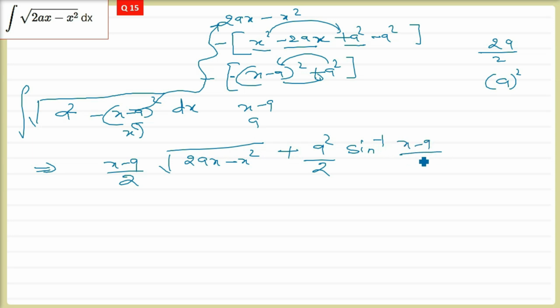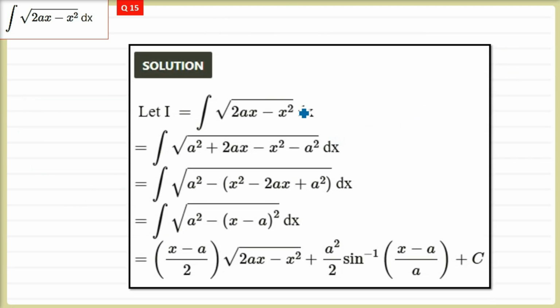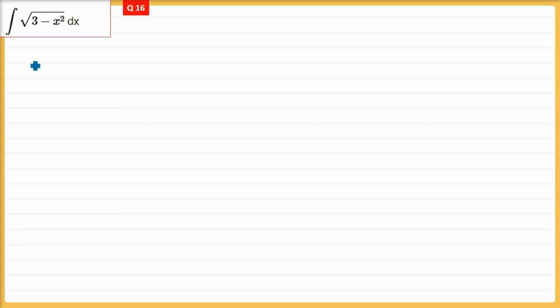So x minus a is a only, plus a constant of integration. So this is your final result. So this is how you are going to go about it. This is a different way I have done it or showed it. Now this is a direct formula actually.